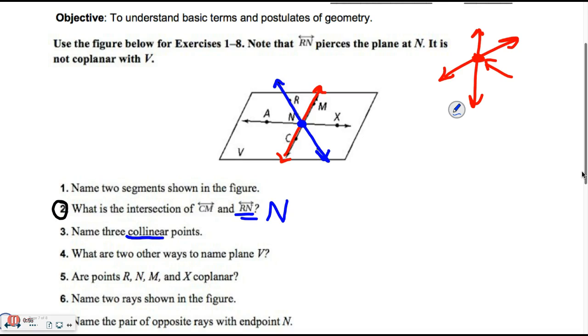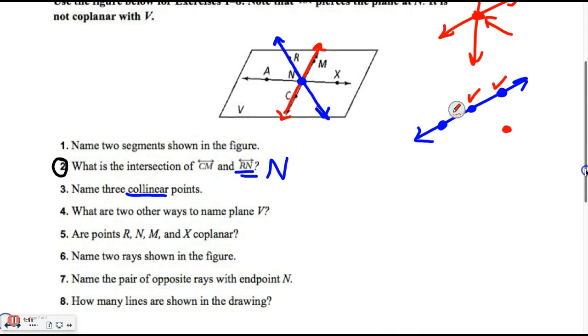The word collinear means on the same line. So I'm not going to answer that one, but you need to have 1, 2, 3 on the same line. Those 3 are collinear. This one with these 2 are not, because they're not on the same line.